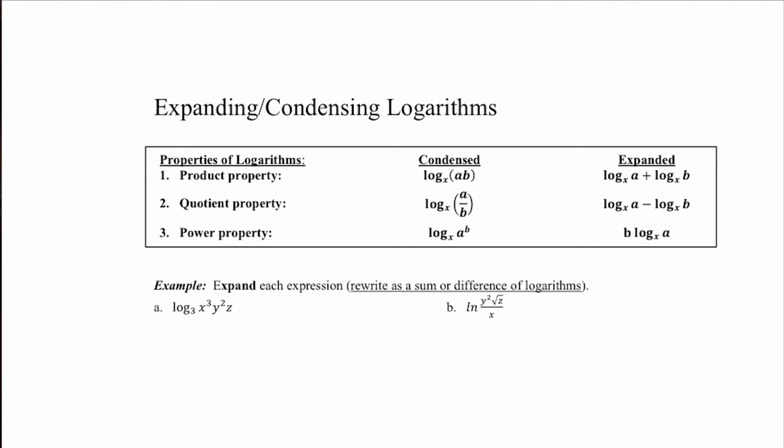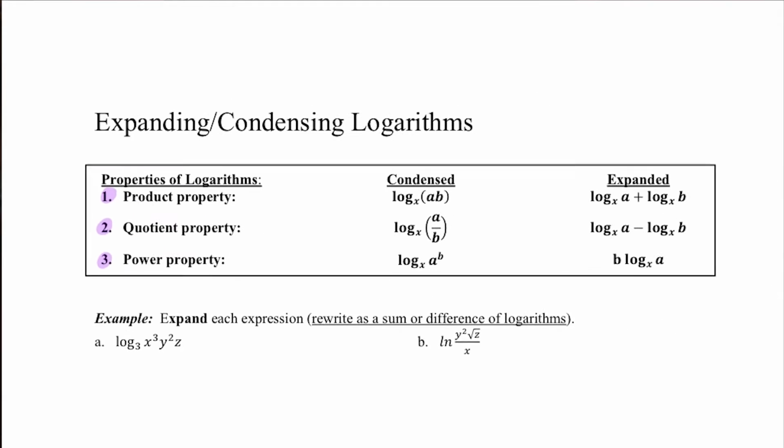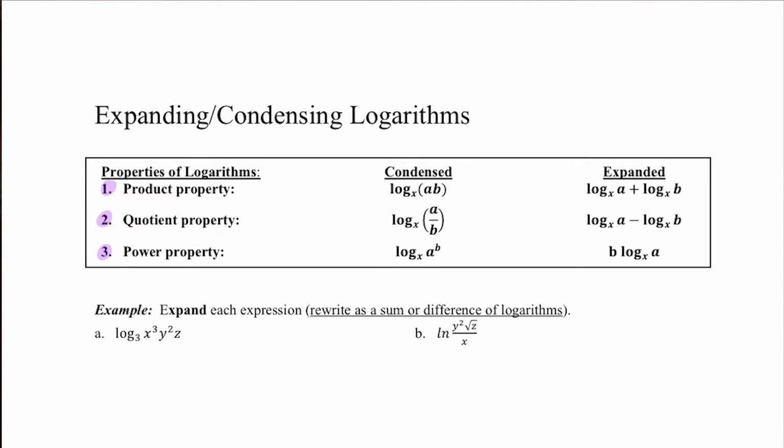So for expanding and condensing logs, we have three properties we're going to use: the product property, the quotient property, and the power property. So let's go over the product property first. This tells us that when we have two things multiplied inside of a log, let's say a times b, we can expand this into log base x of a plus log base x of b. So your base will just follow along, and then however many things you have multiplied together, that's how many logs you'll have when you separate them out with addition.